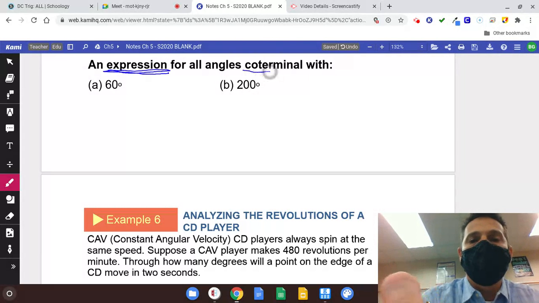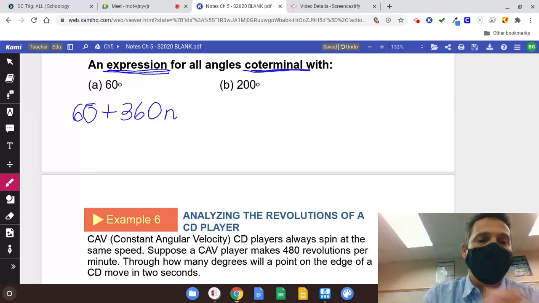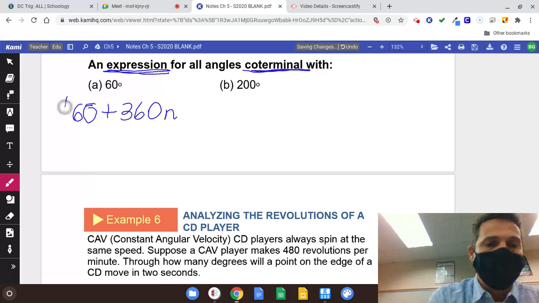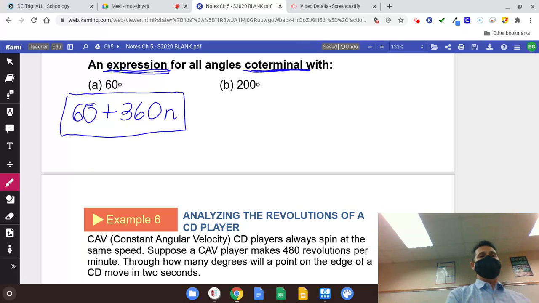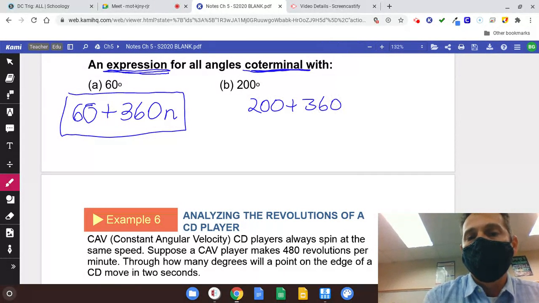So in order to get coterminal, you're going to have to add 360 X number of times. So literally all you have to do is say 60 plus 360 n, or you could say X, it doesn't really matter, but that's it. That is an expression that's going to generate every angle that's coterminal with 60, okay? Think about it. If I plug in 1, that's going to say 60 plus 360. If I plug in 2, that's going to say 60 plus 360 twice. And that's just going to take me around to the same spot, around to the same spot, around to the same spot. So then the other one, all you're doing is saying 200 plus 360 n.